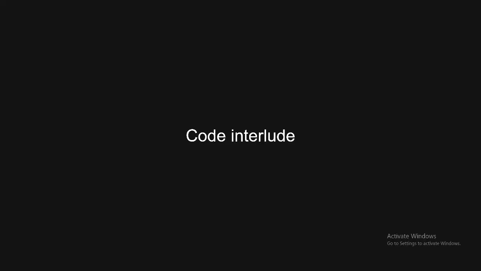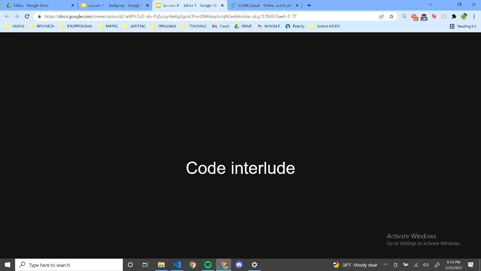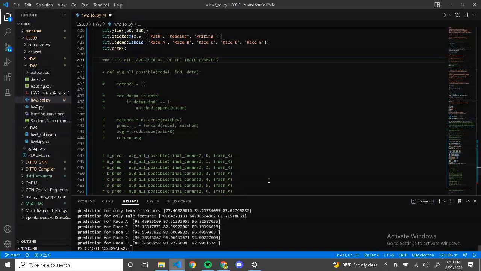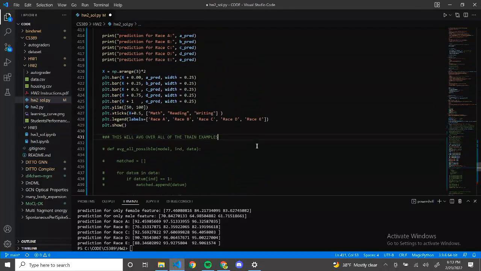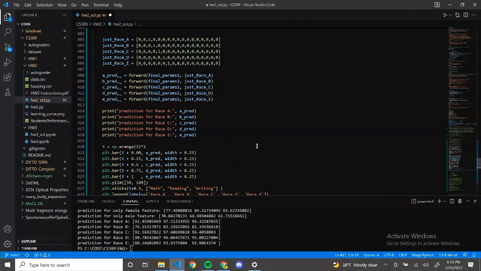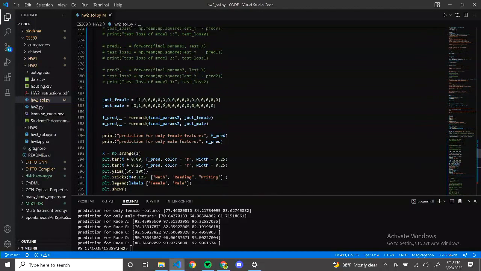Oh yeah, I also want to show you this. This is not live coding. It is me showing you code that I wrote beforehand, though, live. So this is my solution to homework 2 with added code on the bottom. What I'm going to do first is take an input that is just the identifier for a female, and feed this into the model and see what it predicts.